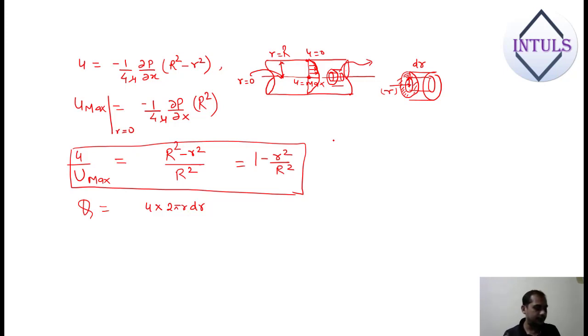If you see from here, it will be more clear. Cross section: this is the r, and you are calculating here what is the velocity. You are assuming from here to here the velocity is constant, that is u, and this gap is the dr gap. So what is this area? This area will be 2 pi r dr.